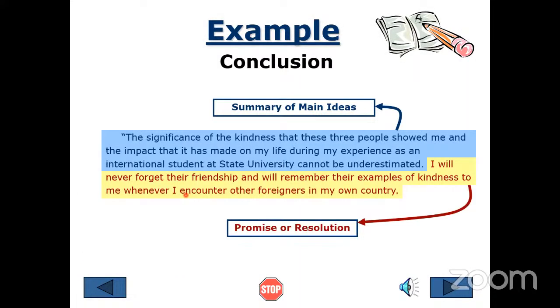Here is another example of a conclusion paragraph. And we're going to finish with this last example. Okay, the conclusion. We're summarizing the main ideas of my whole essay. The significance of the kindness that these three people showed me and the impact that it has made on my life during my experience as an international student at the State University cannot be underestimated.